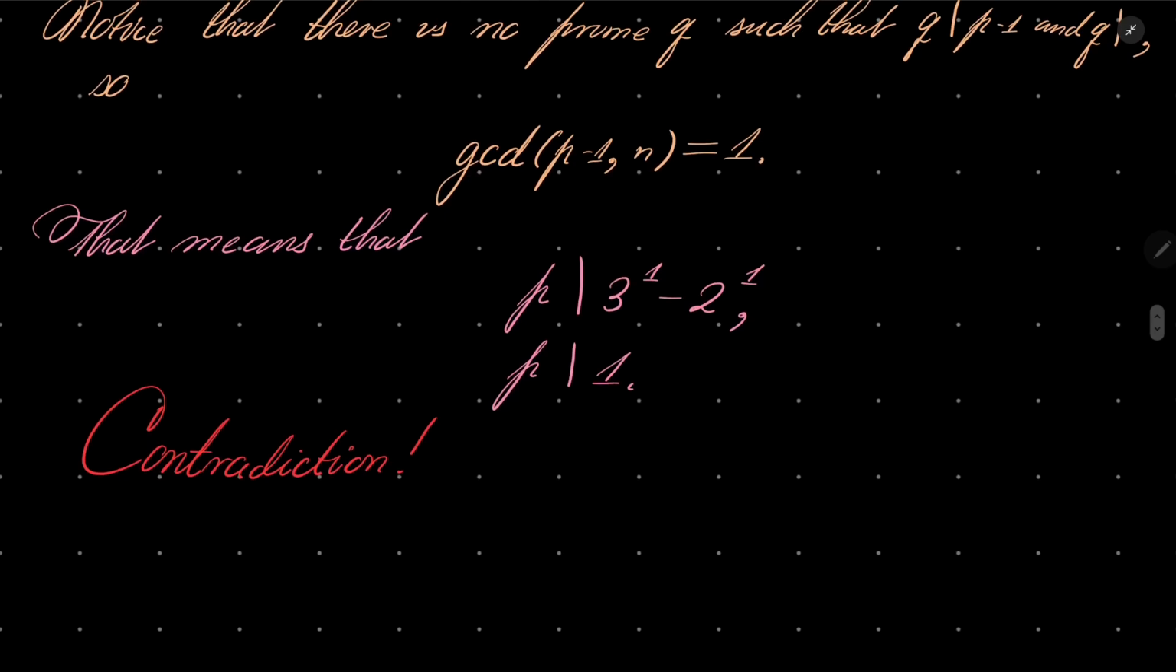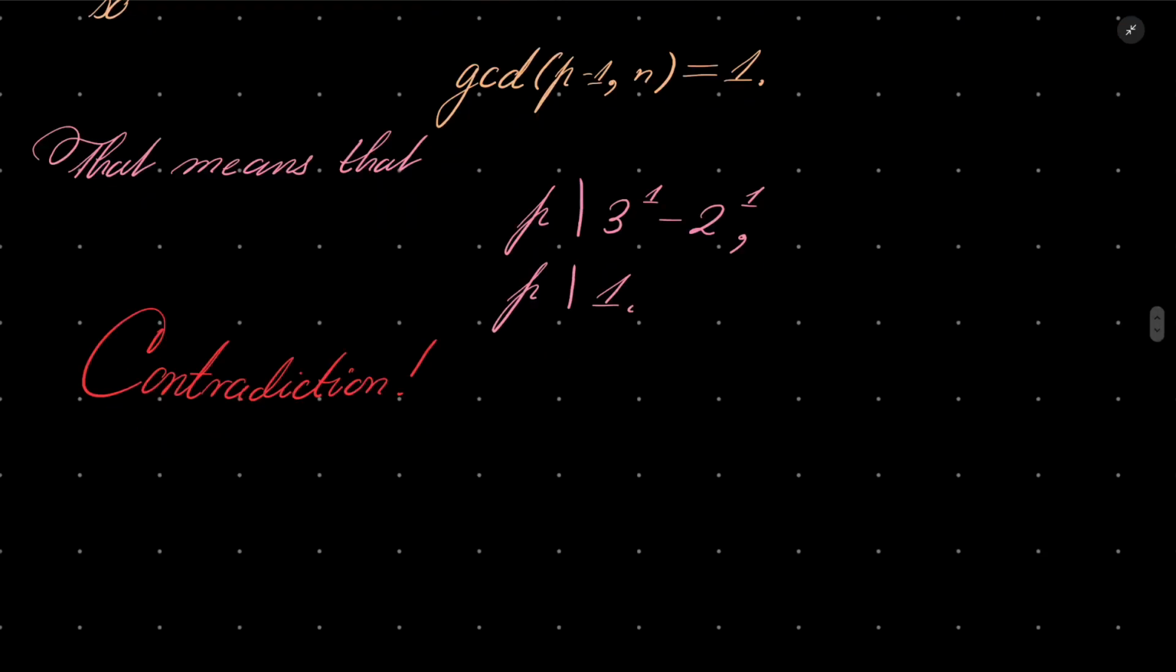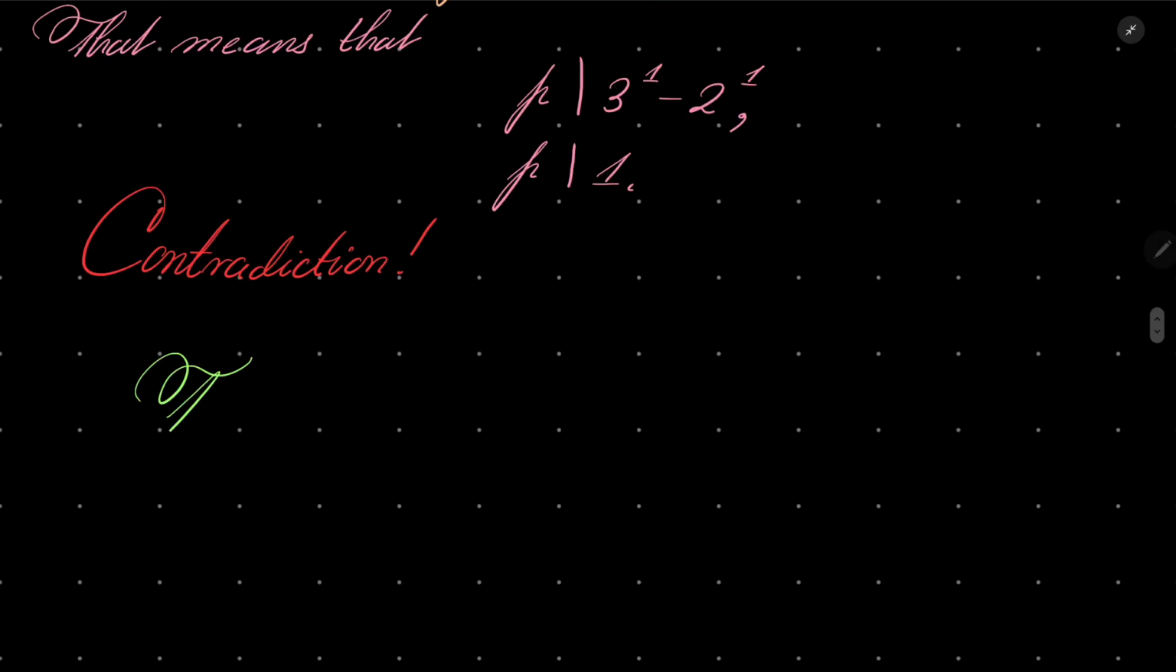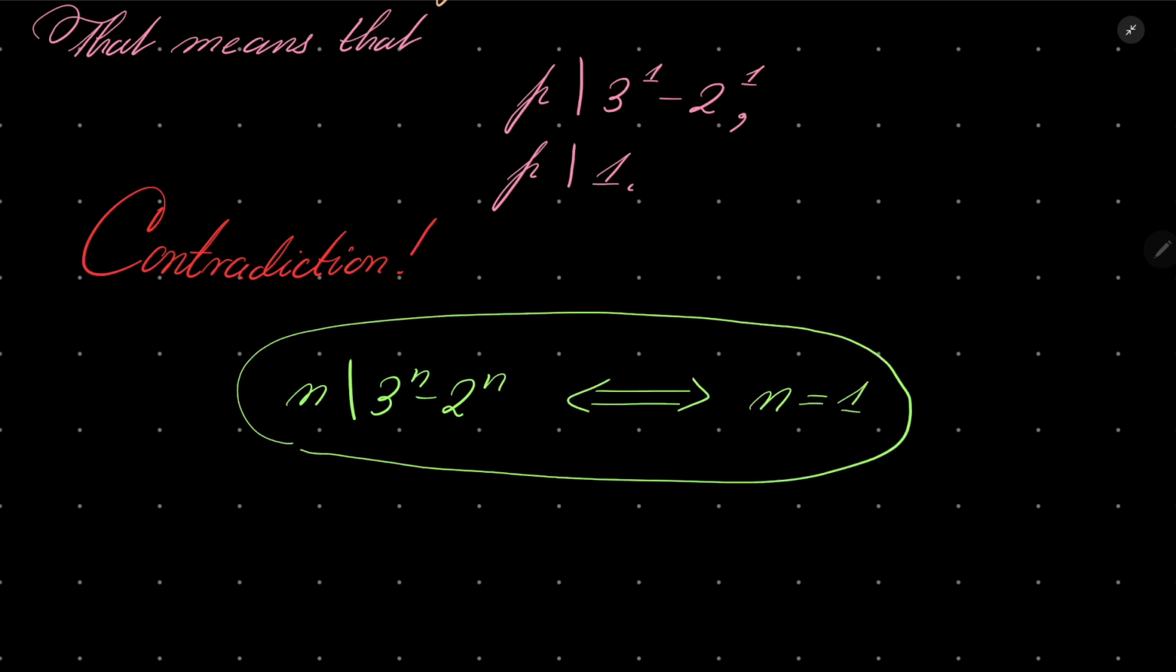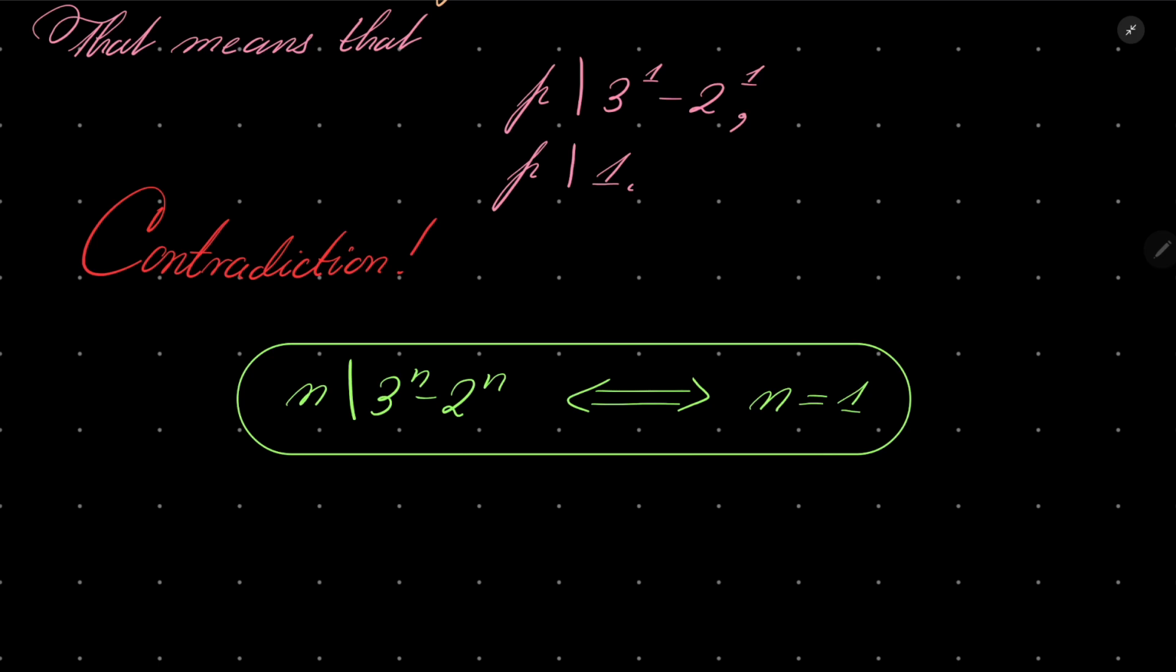So in other words, there is no such number n greater than 1 which satisfies our equation. So all in all, maybe let's write it, that n divides 3 to the power of n minus 2 to the power of n if and only if n equals 1. It's the only possibility. In positive integers, of course. And that's it. That closes our problem.